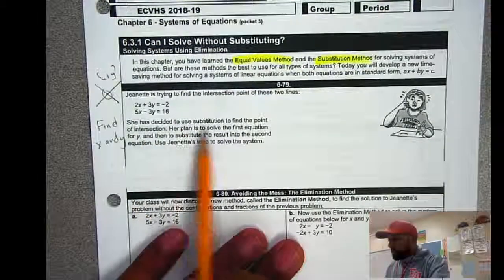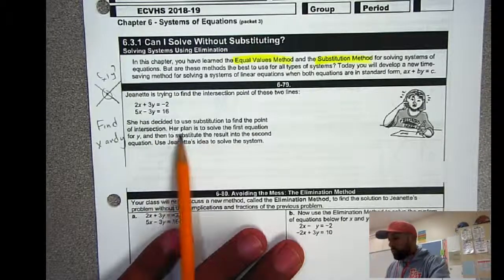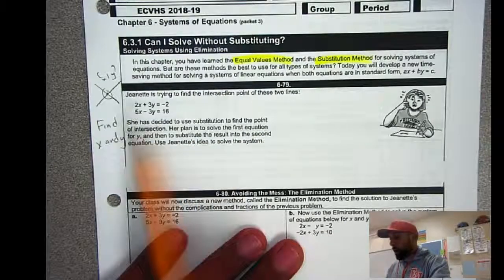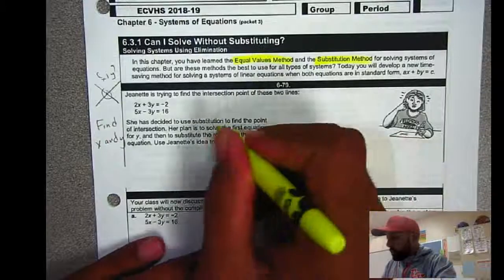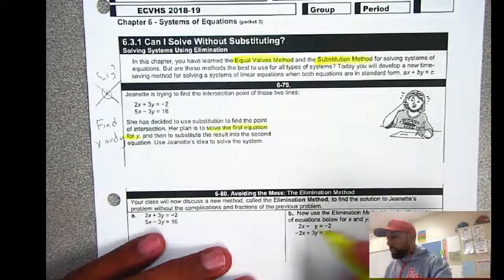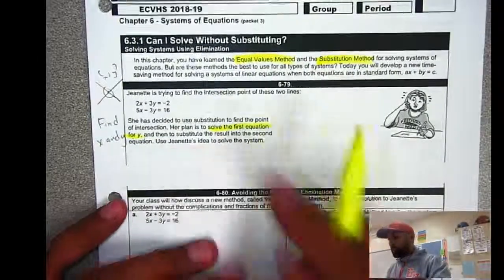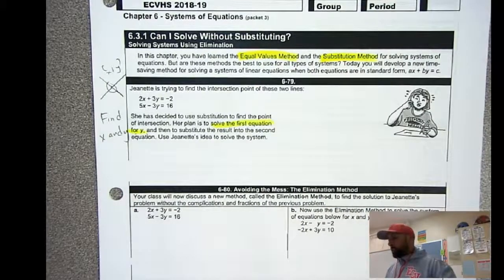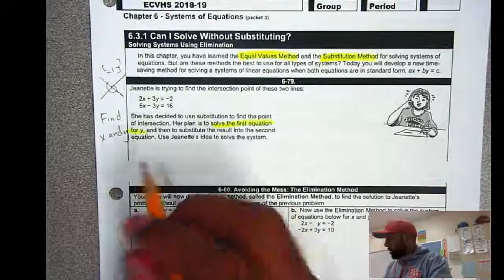So she decided to use substitution to find the point of intersection. Her plan is to solve the first equation for y, so that's a key thing, and then substitute the result into the second equation. That means we're going to plug in. So we're going to take this first equation and solve it for y.